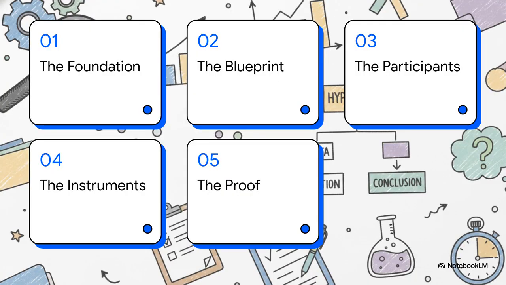We'll be following a step-by-step roadmap today. We've got 5 critical stages. 1, the foundation. 2, the blueprint. 3, the participants. 4, the instruments. And finally, 5, the proof.